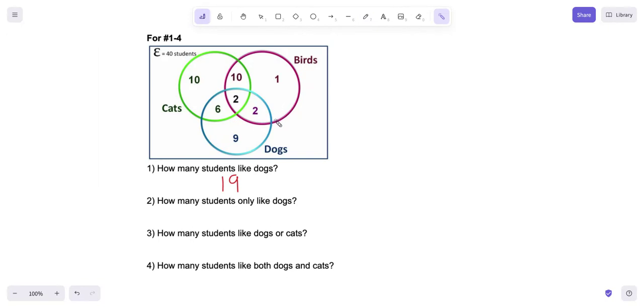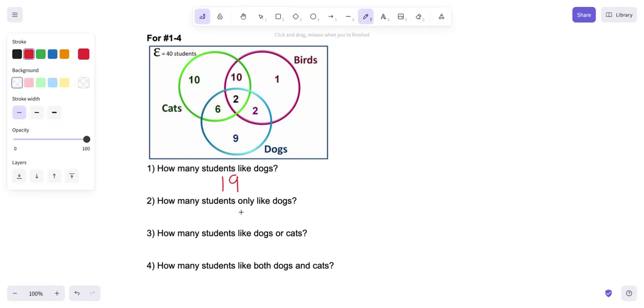Number 2, how many students only like dogs? Again, I see the word only, so I want to ignore everything that overlaps. I don't want to count those. So only dogs would be 9.